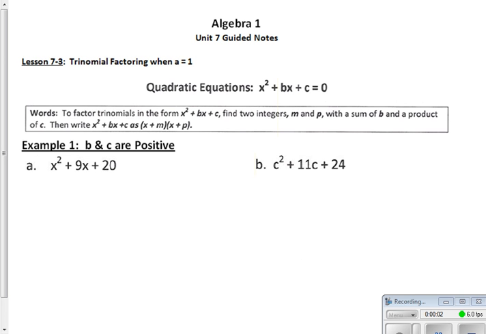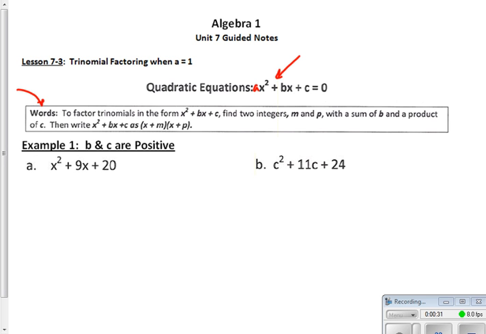Lesson 35, 7.3, trinomial factoring when a equals 1. We're dealing with quadratic equations here, so we have x squared plus bx plus c equals 0. Notice that this equation here is in standard form. Out in front of your x squared is actually your a value, so a is 1. This little step right here in words basically is going to describe trinomial factoring.